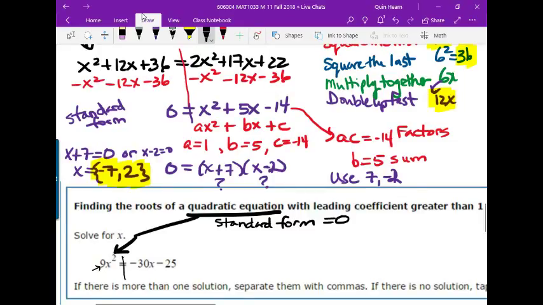So thinking of the equal sign as like a wall, we're going to add 30x and 25 to both sides to keep the balance. All right, so we're going to get 9x squared plus 30x plus 25 is equal to 0.